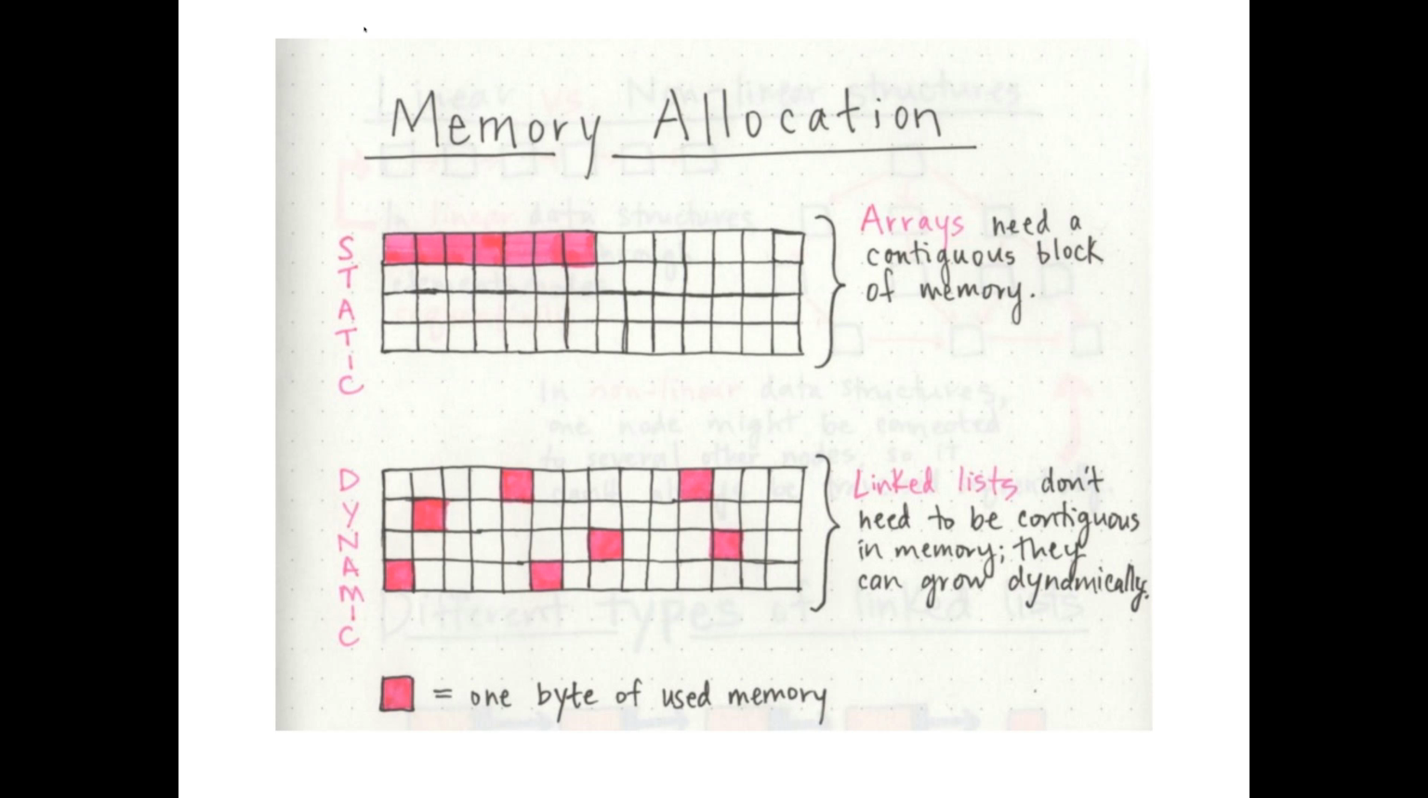With linked lists, they are more dynamic, right? They can grow as long as there's memory somewhere in the system. You don't need to have contiguous blocks of memory. You just need memory somewhere, so you can allocate that space and then point to it, right? So that's basically the difference between an array and a linked list.